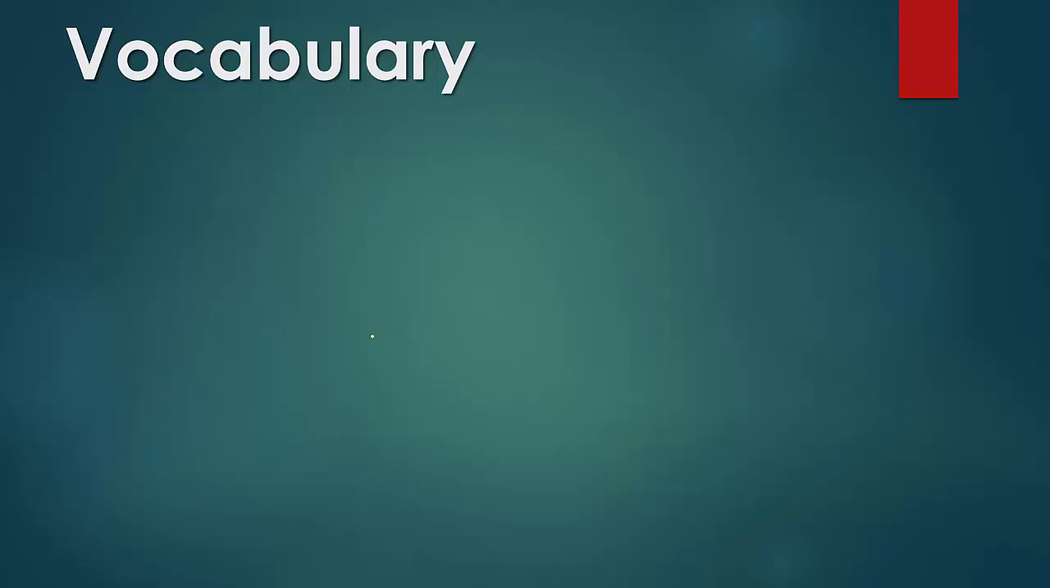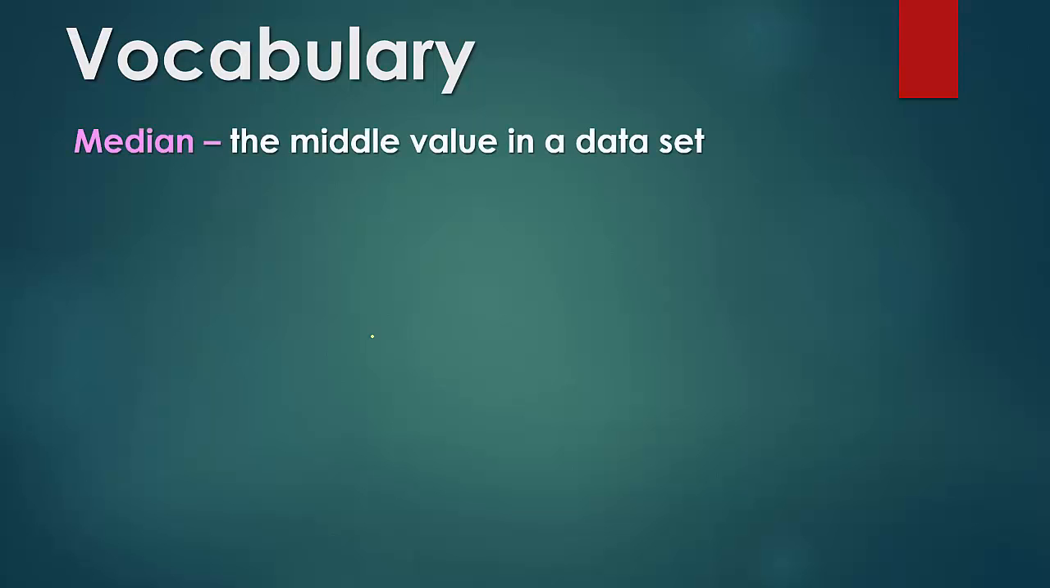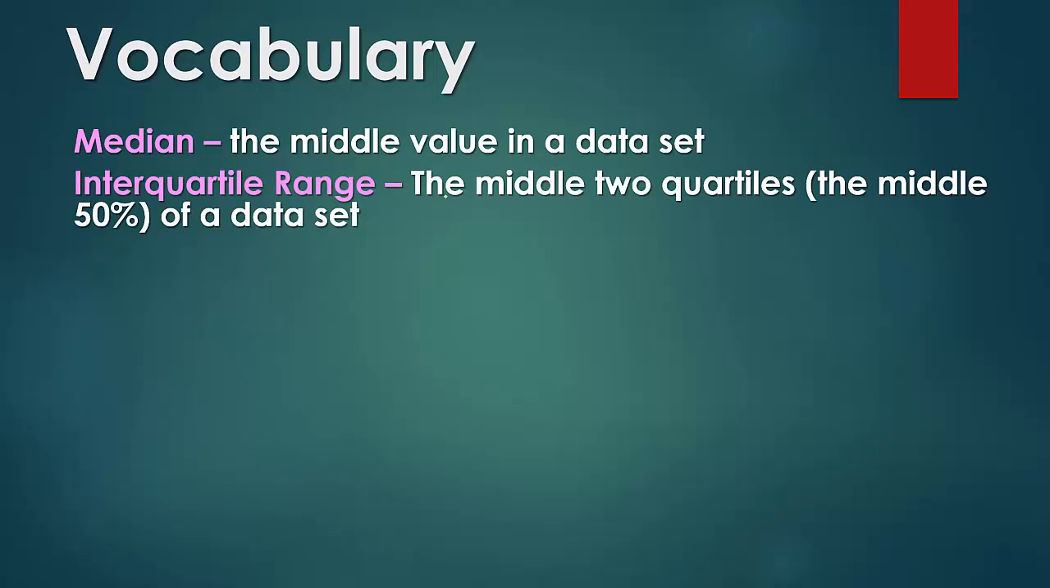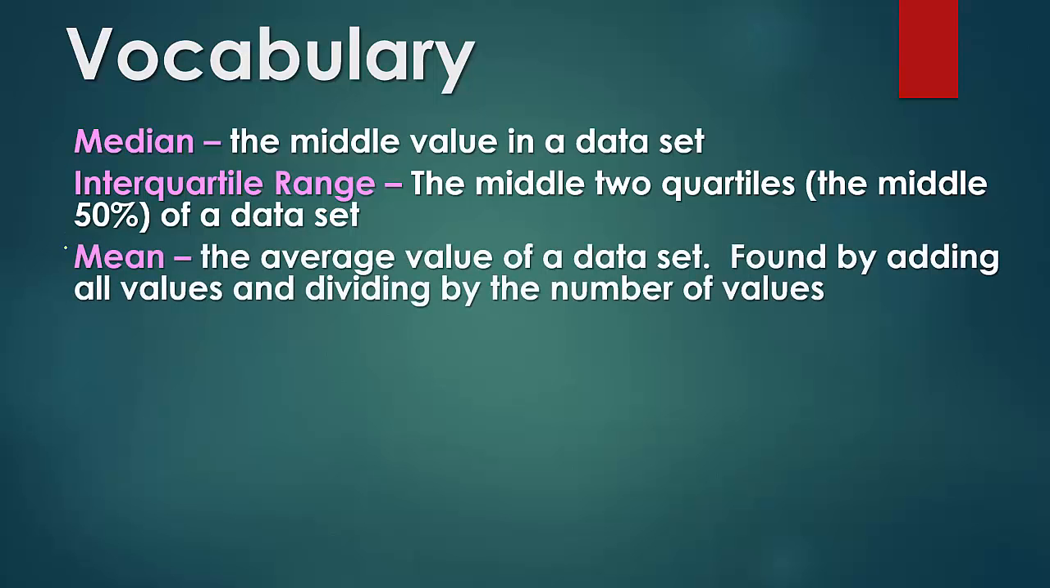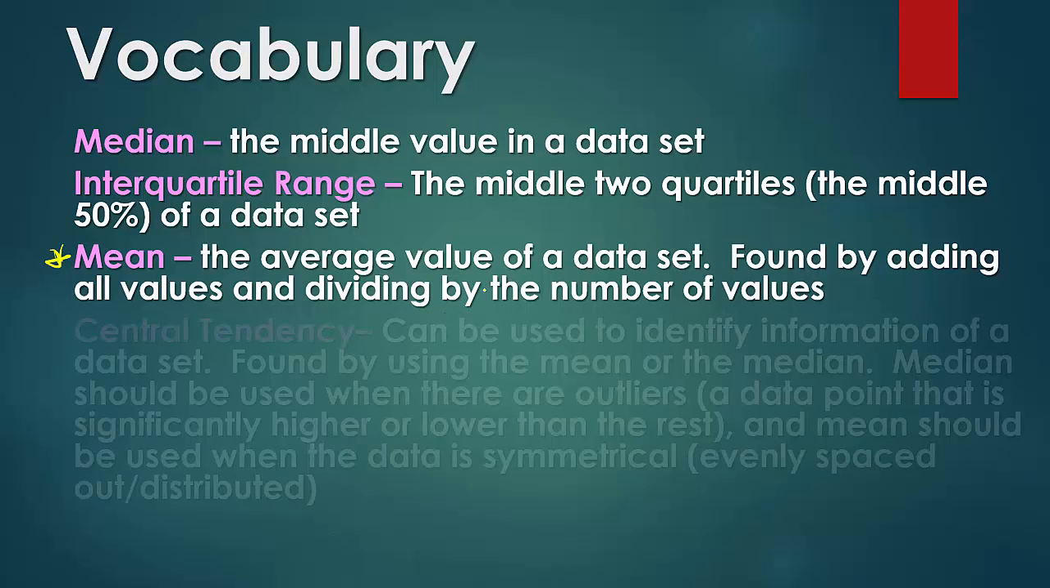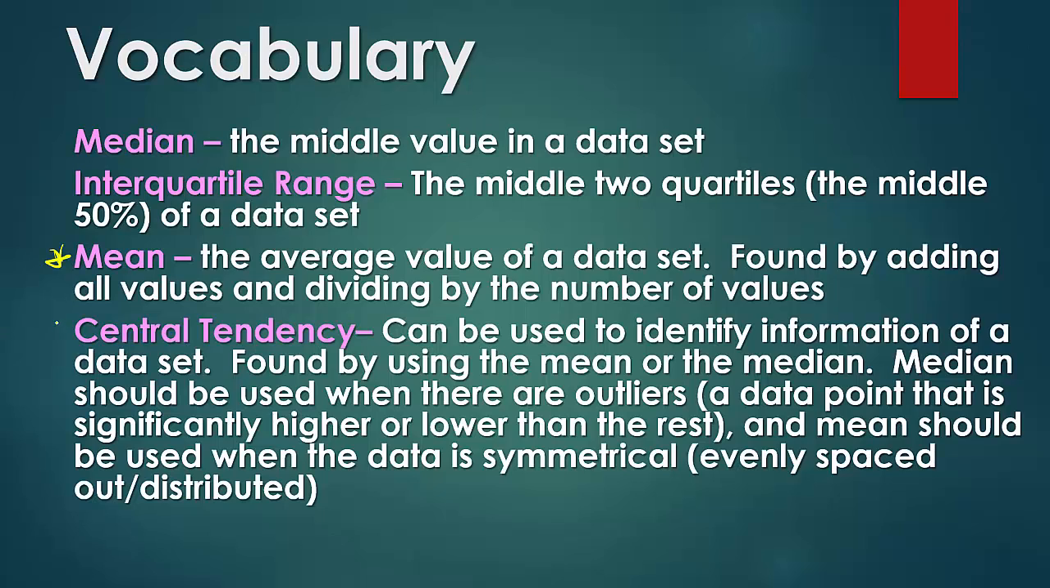All right, let's start with some vocabulary. Some of it's going to be a little bit of a refresher. Median, again, is the middle value in a data set. Your interquartile range is the middle 2 quartiles or the middle 50% of a data set. Mean, so this is new, is the average value of a data set. And you find the mean by adding all the values in a data set and dividing by the number of values. And then central tendency, this is another new one.